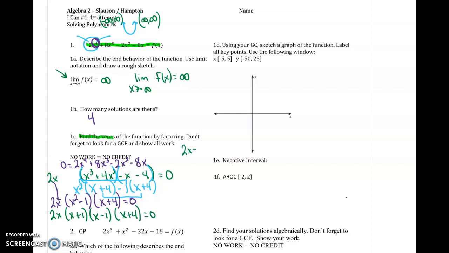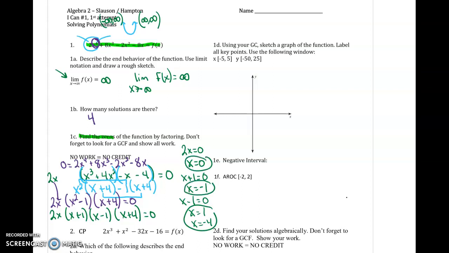Set 2x equal to 0. I get a solution of 0. Set x plus 1 equal to 0. I get a solution of negative 1. And I can just continue that with all my factors until I get my 4 solutions.